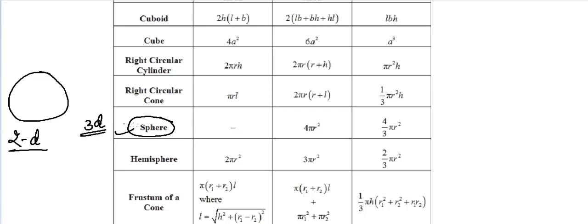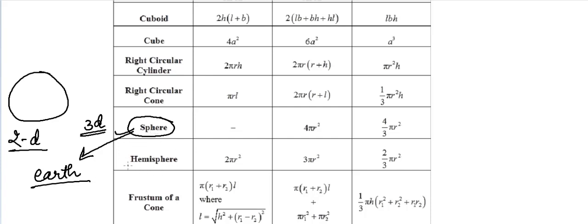For example, your ball. Your ball is a sphere. We have studied that Earth is an example of a sphere. Earth is a sphere because it is a three-dimensional structure. You have balls, it is a three-dimensional structure.